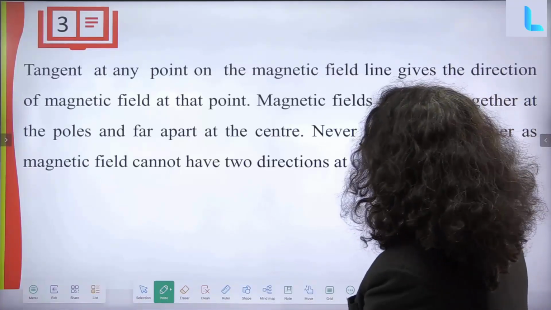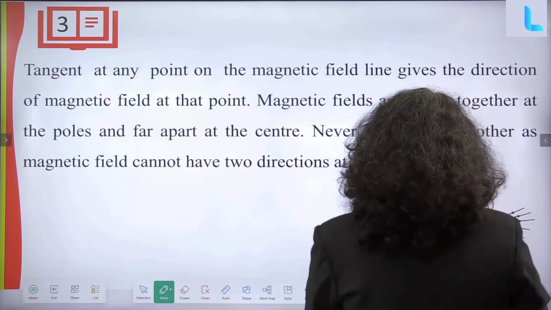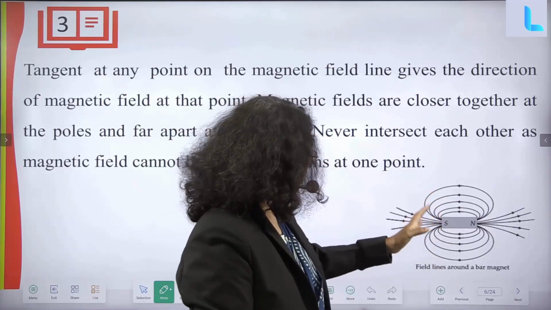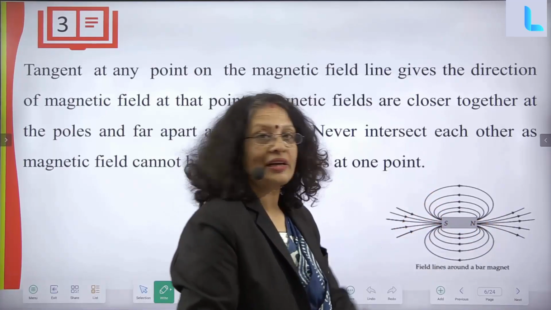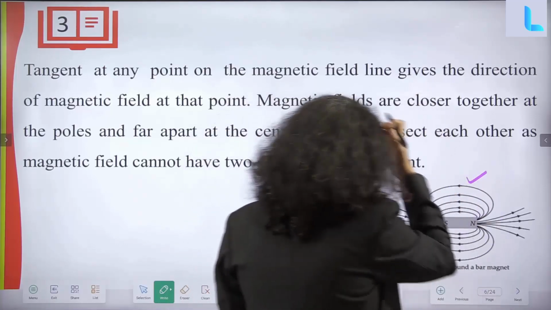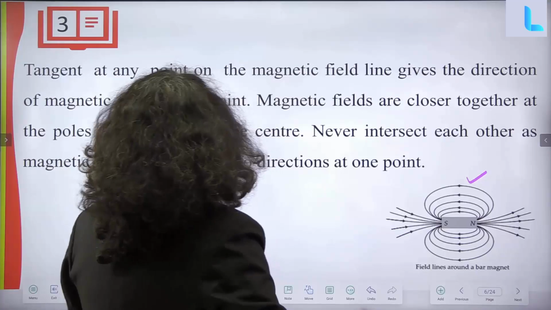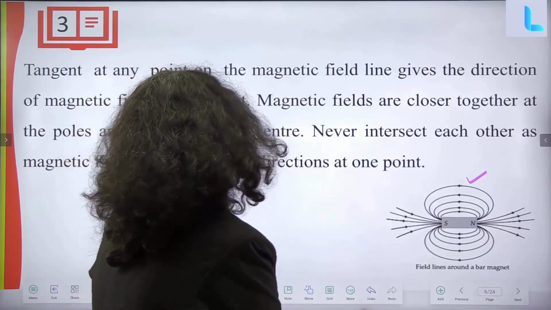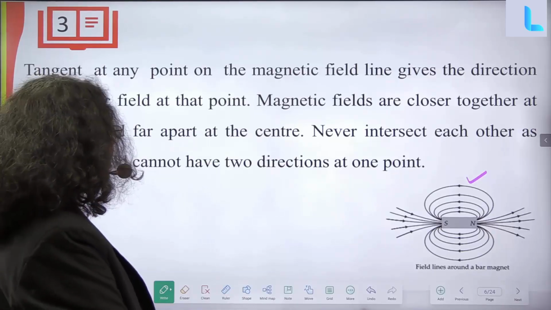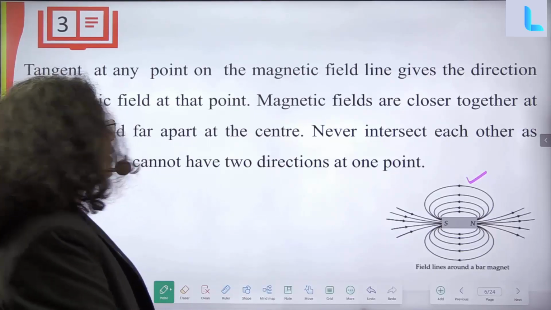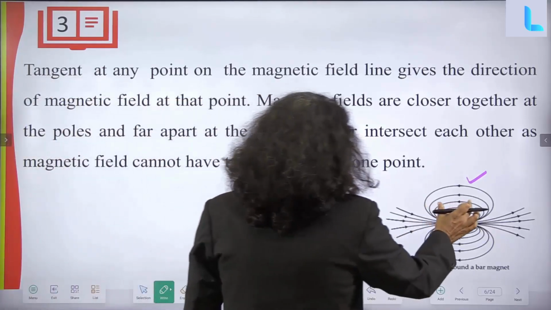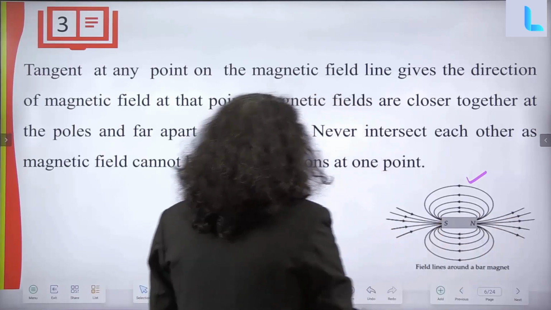We can see here, north pole to south pole outside the magnet and south pole to north pole inside the magnet. These are called field lines around a bar magnet. The tangent at any point on a magnetic field line gives the direction of the magnetic field at that point. Magnetic field lines are closer together at the poles and far apart at the center.